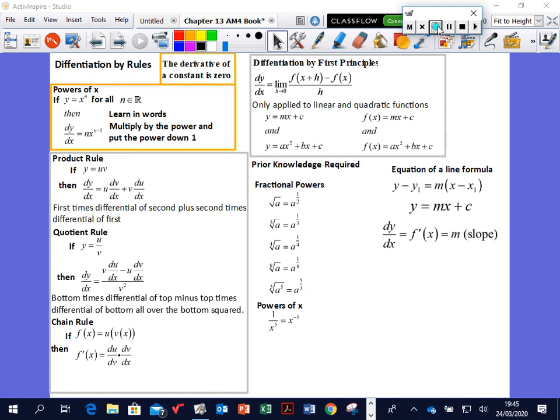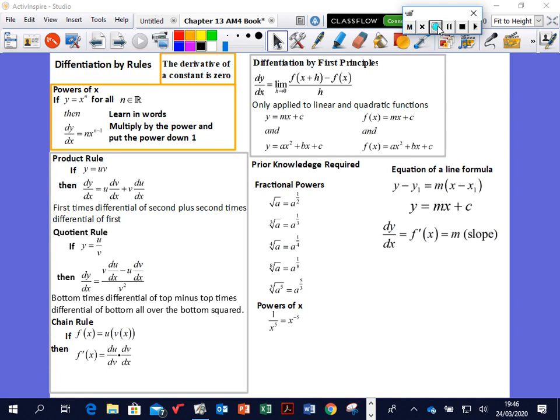You are required to pause the video at this point, and you need to copy down all the equations on this page in the back of your assessment copies. You'll be using them over the next couple of weeks as we progress through this module of work.